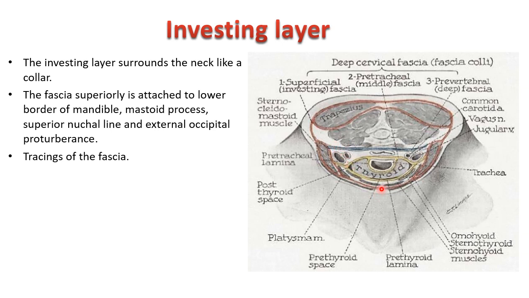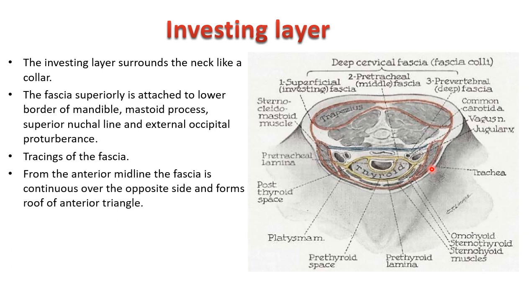Now, if you trace in the midline on either side, the investing layer is continuous with the opposite side. Either way, you go from the anterior midline. Then more laterally, if you trace, what happens? It splits to enclose the sternocleidomastoid muscle, and then again it unites, and here it forms the roof of the posterior triangle.